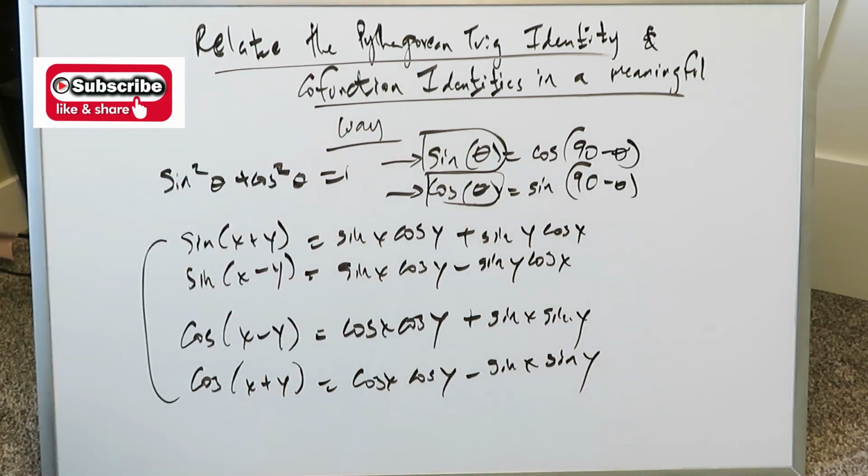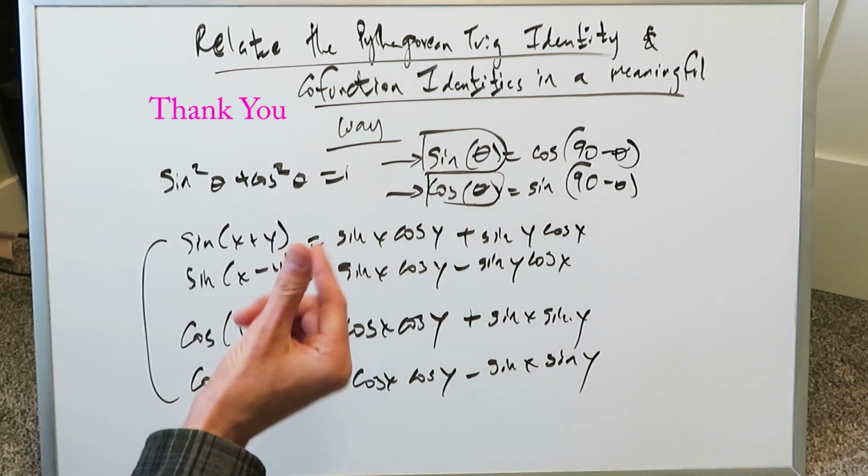This is how you can relate the Pythagorean identity to the cofunction identities. They very well work together.